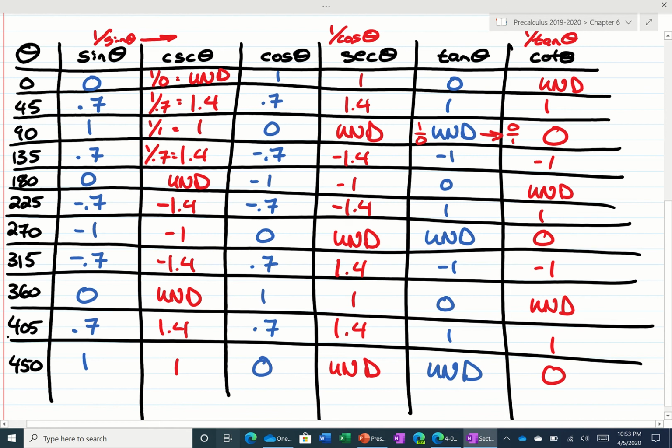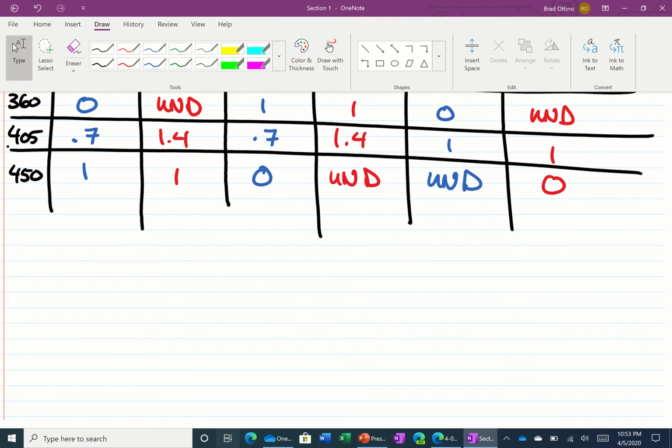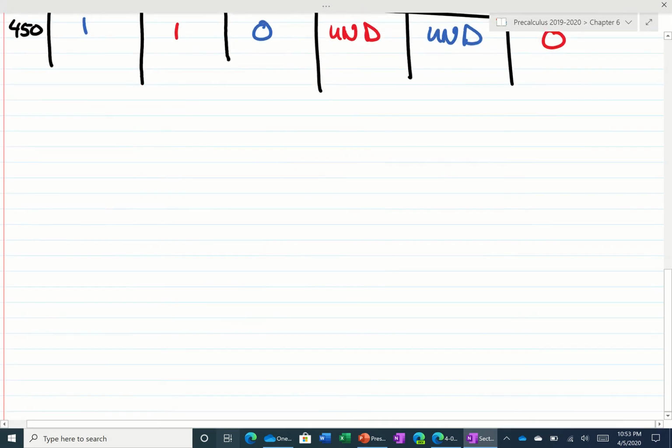All right. And then to finish up class today, what I wanted us to do is graph these trig functions. We're just going to be plotting those points. So there's 6 functions, which means there's going to be 6 graphs.